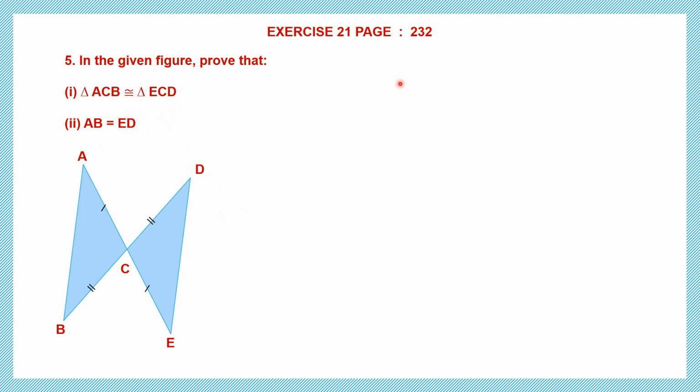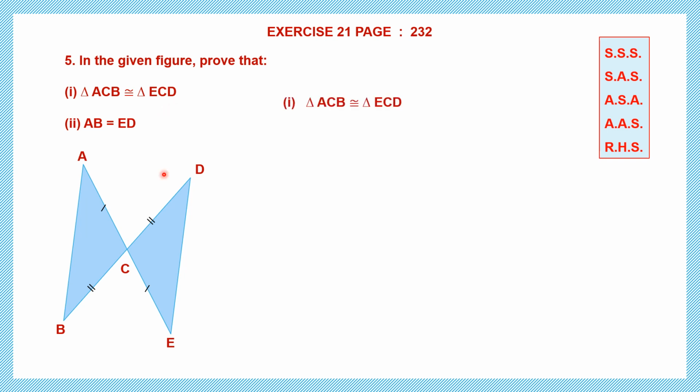So first, let's write down those 5 axioms or the 5 conditions that we have of congruency. And let's see which of these conditions we can apply to prove that triangle ACB is congruent to triangle ECD. So let's begin by saying, in triangle ACB and triangle ECD, in these two triangles, AC is equal to CE.